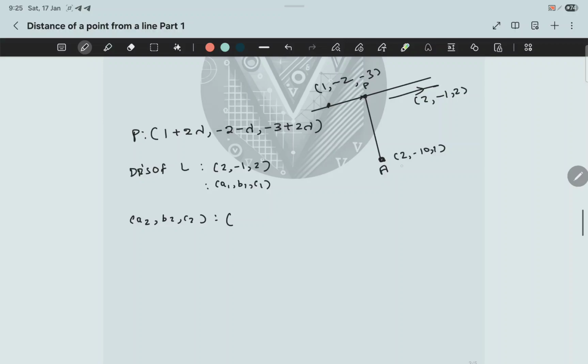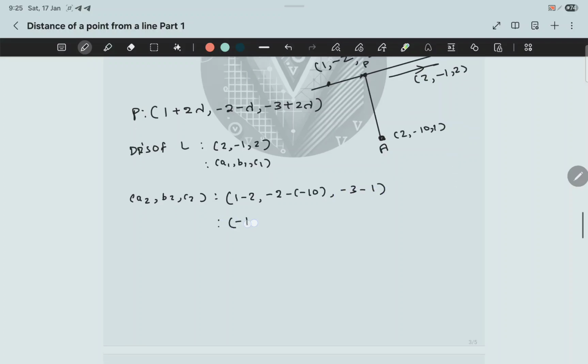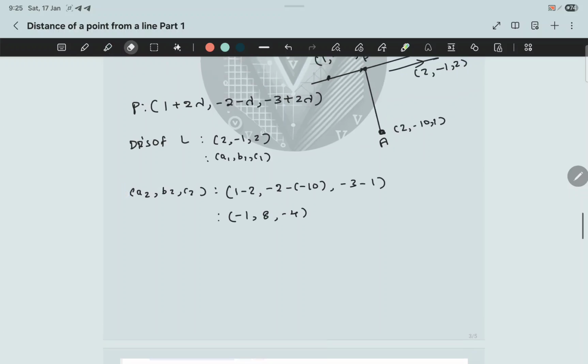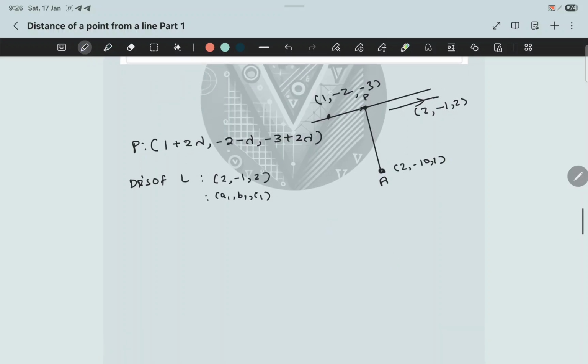How do we find that? x2 minus x1, that means 1 minus 2, y2 minus y1, minus 2 minus of minus 10, minus 3 minus 1, that is z2 minus z1. So what do we get here? 1 minus 2 is minus 1, minus 2 plus 10 is 8, minus 3 minus 1 is minus 4. Now we use the condition that is a1 a2 plus b1 b2 plus c1 c2 equals 0, which means 2 into minus 1 plus minus 1. Now we have to find the direction ratios of AP.